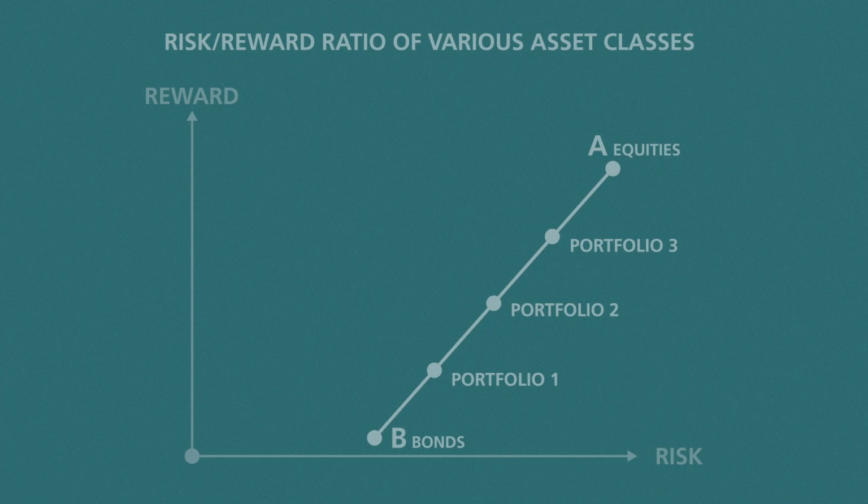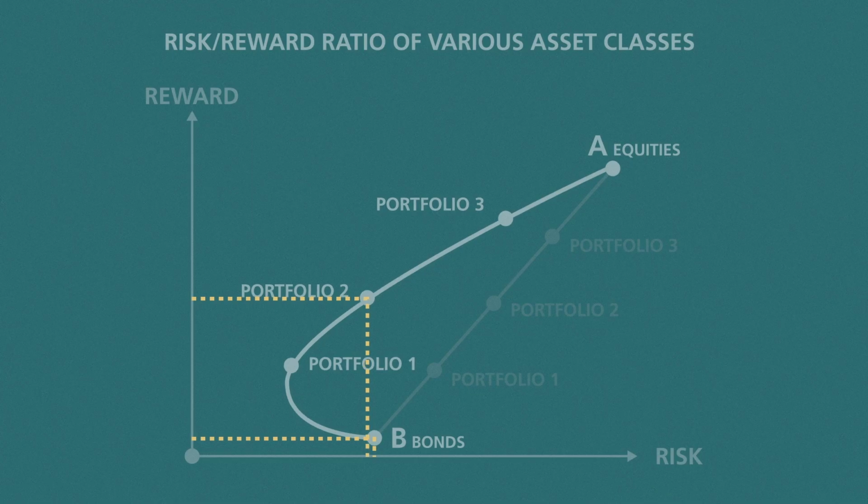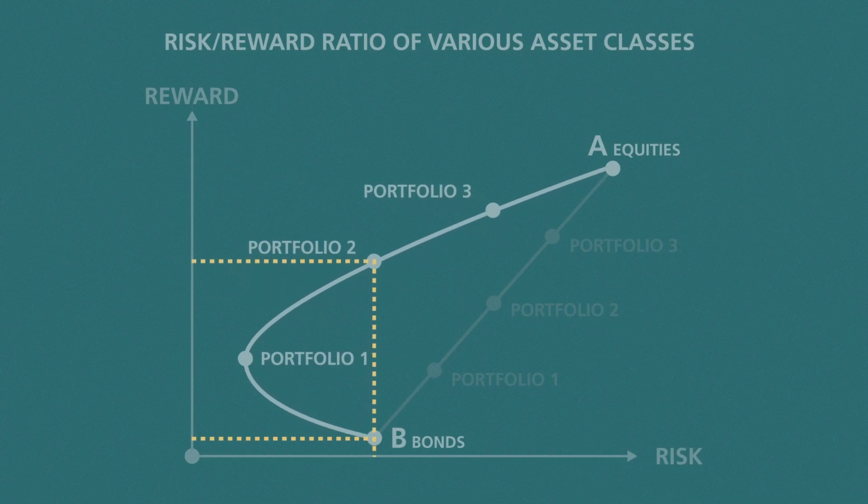Fortunately, this is not true. Modern portfolio theory shows that diversification can improve the risk-reward ratio and result in a portfolio that follows the curved line, the efficient frontier. For example, Portfolio 2 has the same level of risk as a bond-only portfolio, but has a significantly higher return. And the more additional asset classes you include in the portfolio, for example real estate, commodities, or alternative investments, the better the risk-reward ratio.